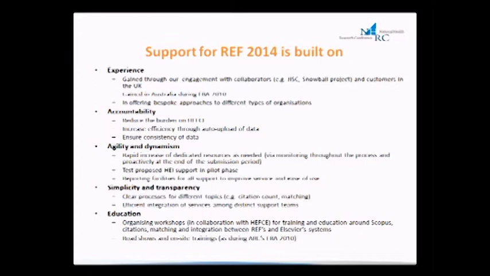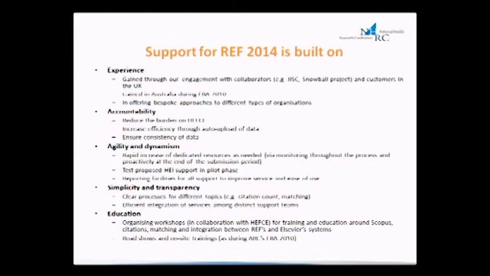So the support for the REF is essentially built on these key components: our experience as a company in doing similar research assessment exercises, and also our engagement with collaborators, which were in that pyramid diagram previously. For example, in 2010, we were the bibliometric provider for the Excellence in Research for Australia project, which is Australia's equivalent of the REF. And indeed, Scopus has been selected again to do that assessment exercise in 2012. So we've used that experience, as well as accountability.